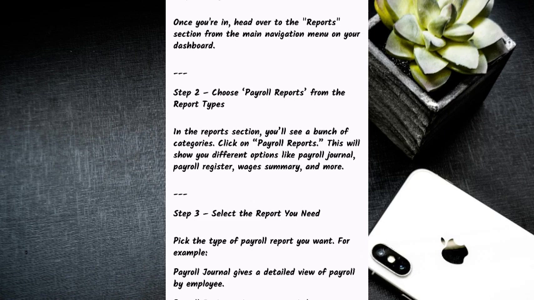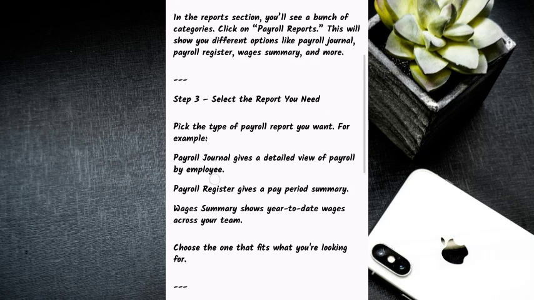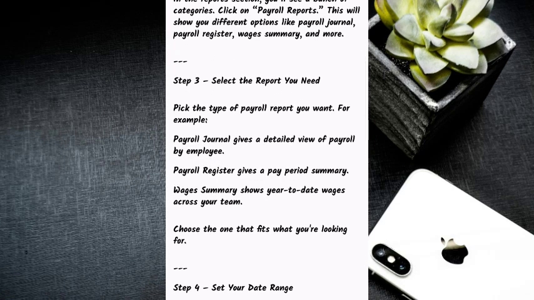Step 3, select the report that you need. Now pick the type of report that you want. For example, payroll journal gives you a detailed view of payrolls by employee, whereas payroll register gives you a pay period summary, while wages summary shows year-to-date wages across your team. So just choose the one that fits what you're looking for.